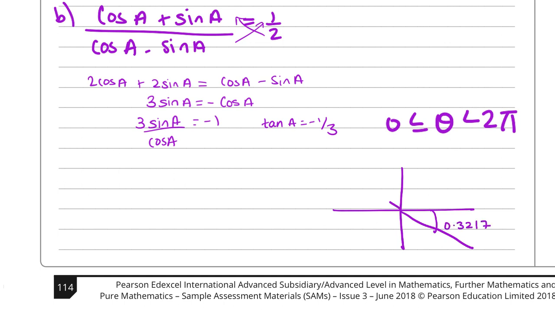Okay, so 0.3217 is roughly here. And then tan we know reflects in this line. So to find our values, I know if I start from 0 and go here, that this whole angle is pi minus 0.3217. So A equals pi minus 0.3217, which is 2.8198.